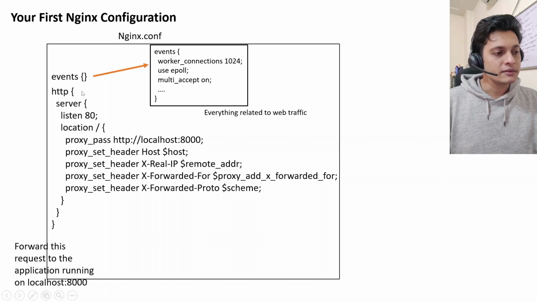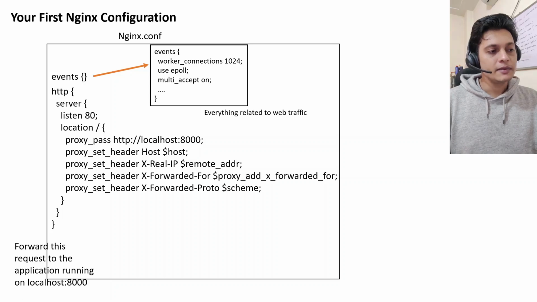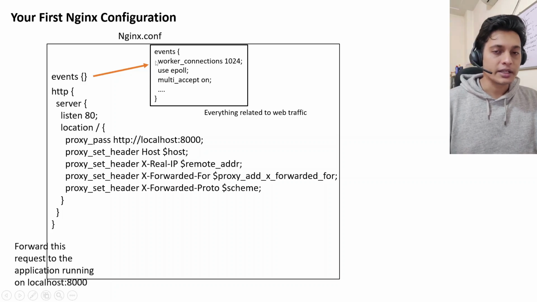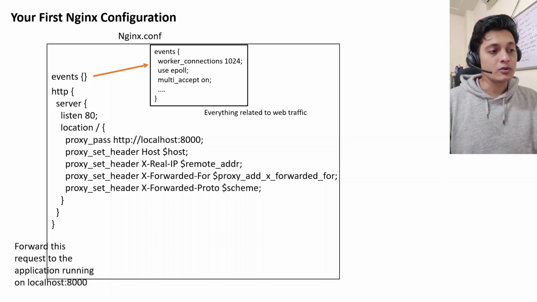So this events block is something which is telling the Nginx how the incoming traffic should be treated. Currently I have used it empty. If you provide it empty, it will use the default values, which means it will try to use the best values only. And if I'm going to provide something, what are the things which will go into events?